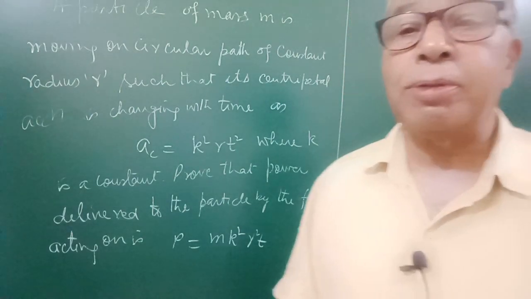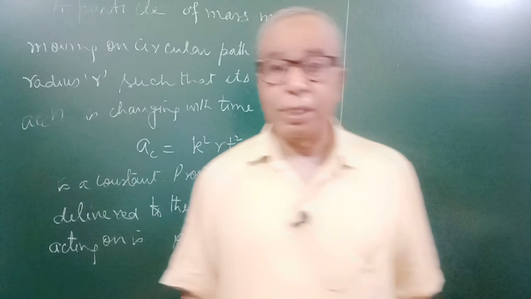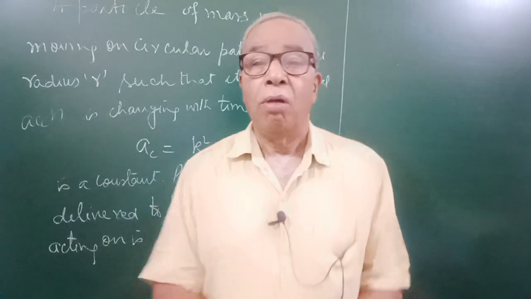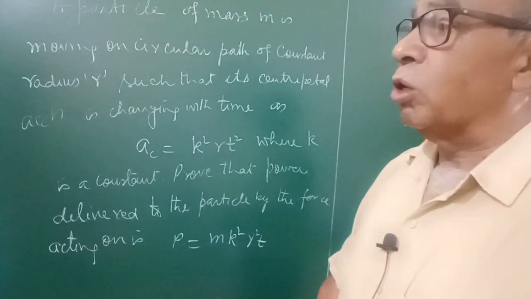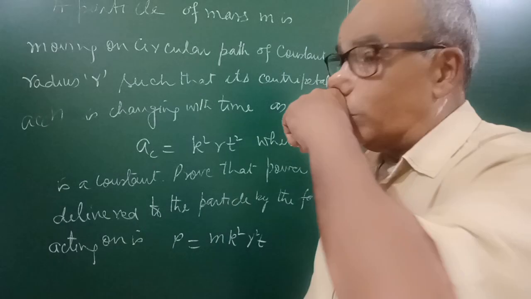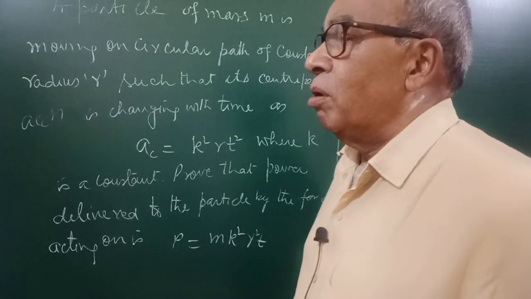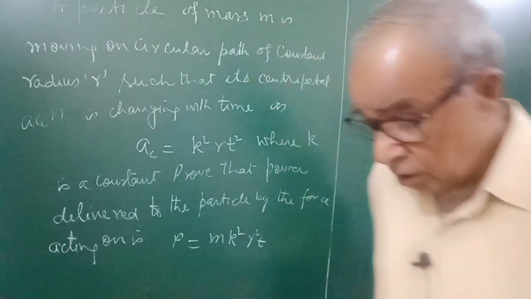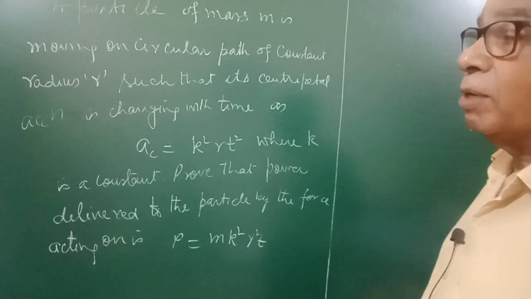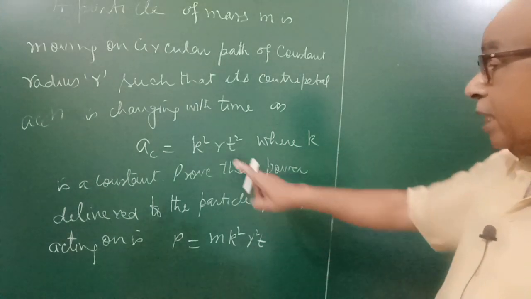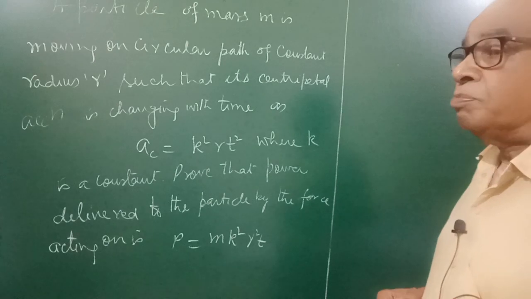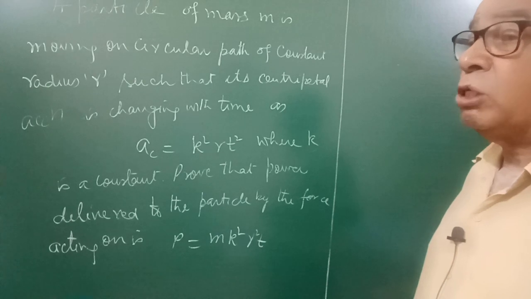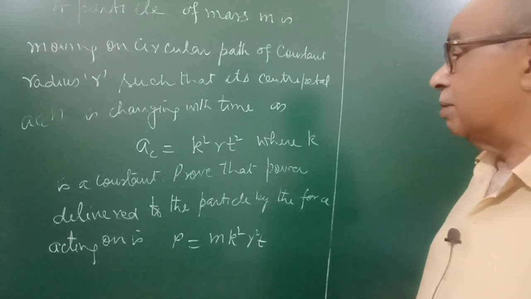Actually, the concept of centripetal force is that when a body moves on a circular path with constant speed, there is acceleration towards the center, and a force which acts at right angle does not do any work. If no work is done, no power. But here, centripetal acceleration is changing with time. At every time it is changing, not constant throughout. Means it is not a case of uniform circular motion.